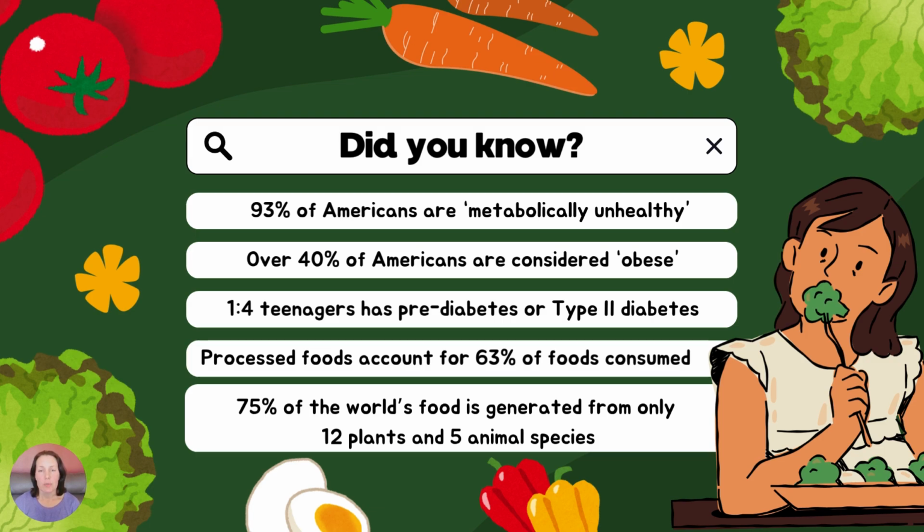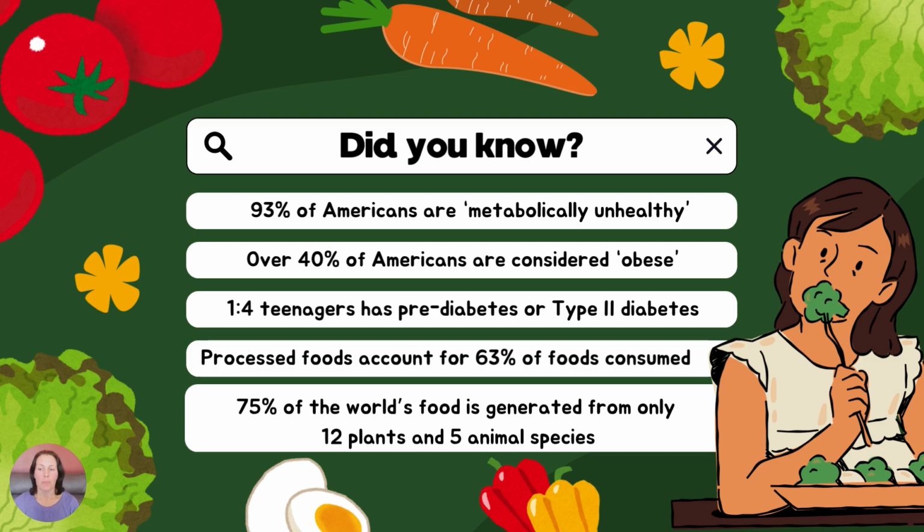So, processed foods account for 63% of all foods consumed in the American diet. And poor diets consisting of the processed and fast foods combined with obesity is the number one contributing factor to developing heart disease, diabetes, and cancer.